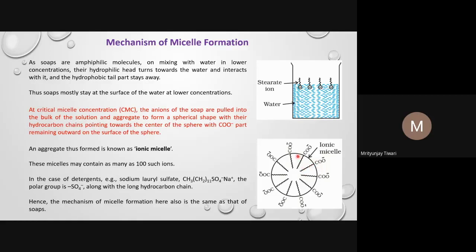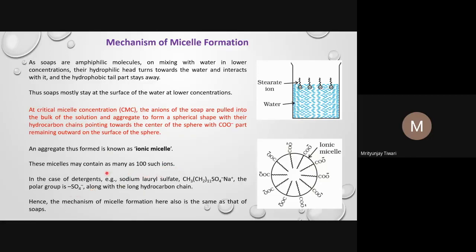However, in the case of hydrophobic tails, there is no repulsion between them. Only the dispersion forces will work, and they are long tails, so it will be energetically favorable as well. So the aggregate thus formed is known as ionic micelles. So these are ionic micelles. These micelles may contain as many as 100 such ions.